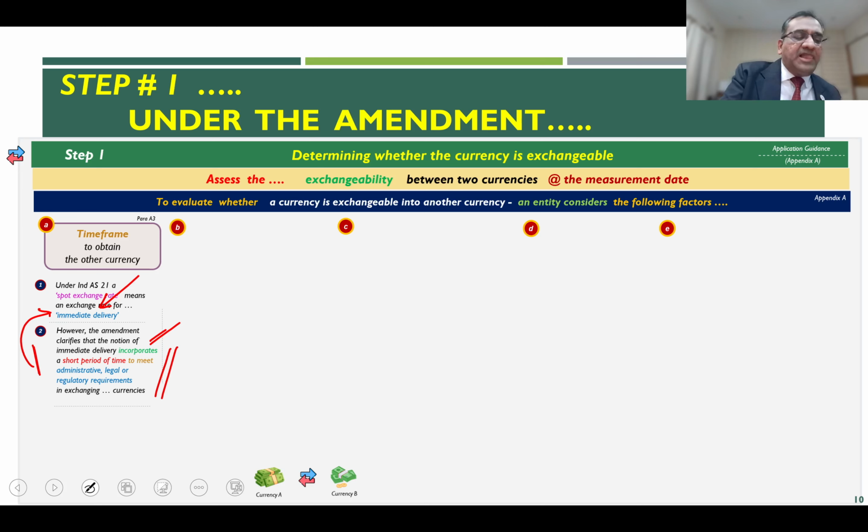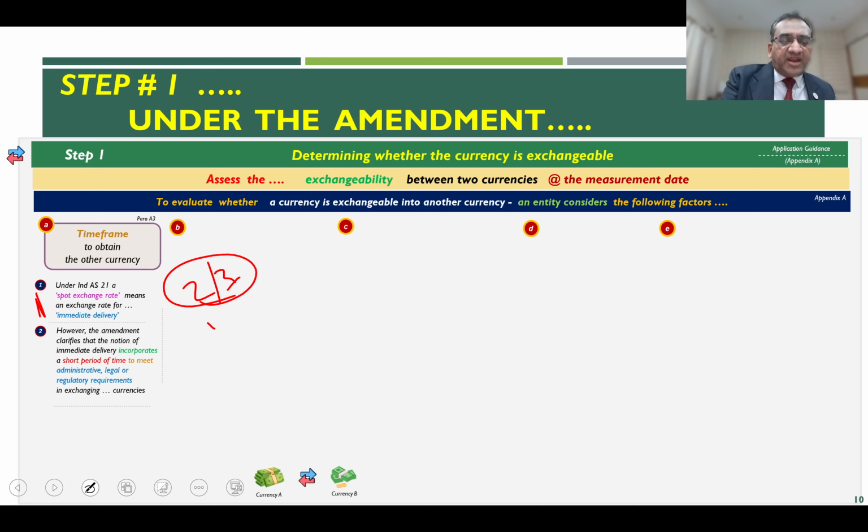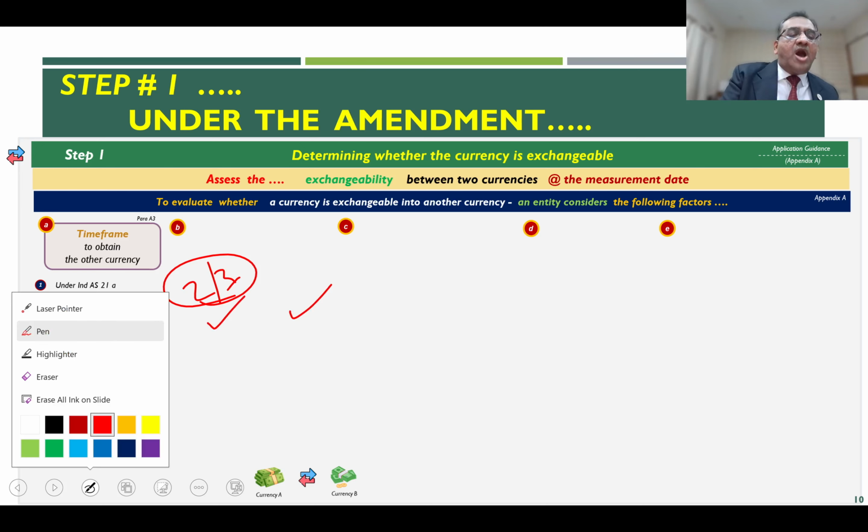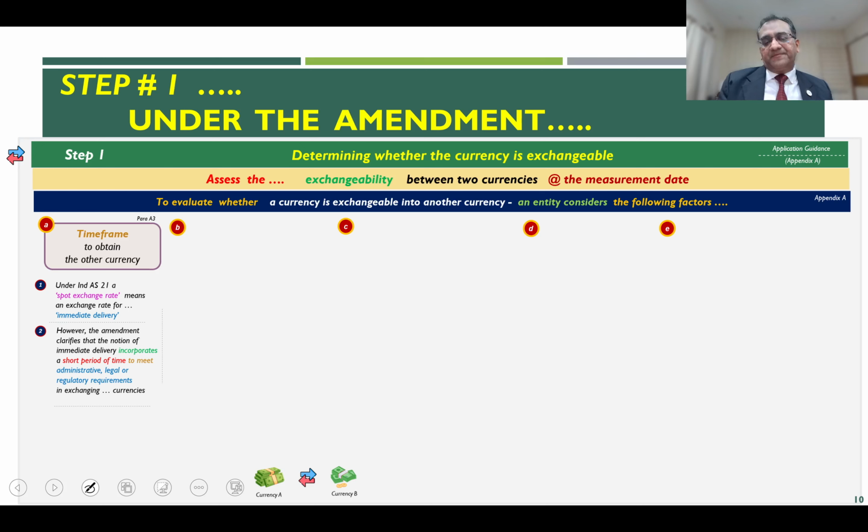So for example, if the spot transaction entails 2 or 3 days of delay, that means you enter into a transaction today and the settlement happens within the next 2-3 days, that is a normal administrative delay that is permitted under the standard.